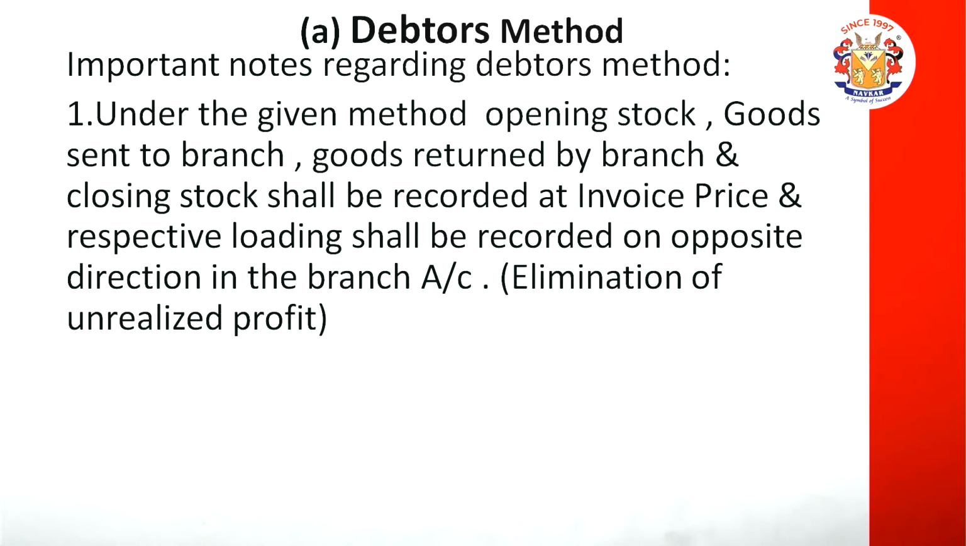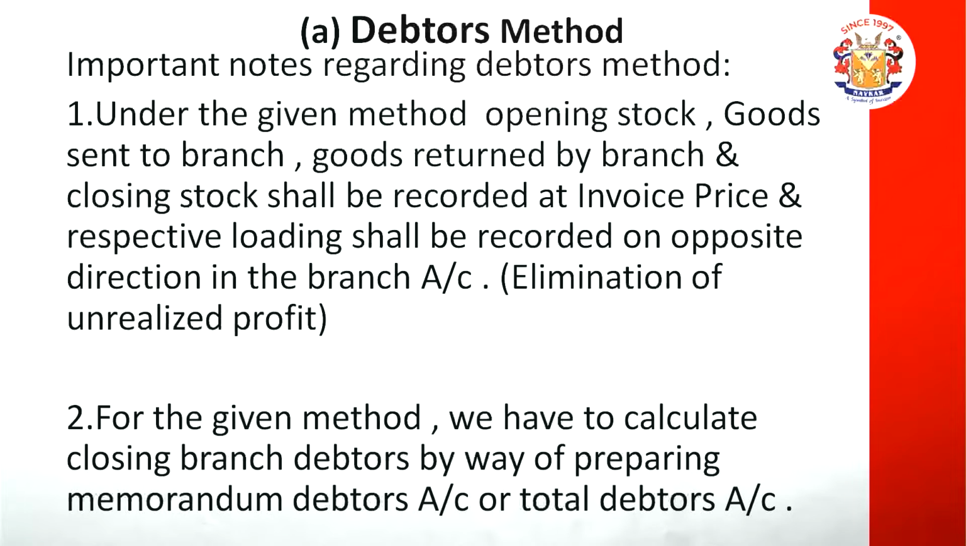Under the given method, opening stock, goods sent to branch, goods returned by branch, and closing stock shall be recorded at invoice price, and the respective loading shall be recorded on the opposite side in the branch account, meaning elimination of unrealized profit. I have explained this point already.